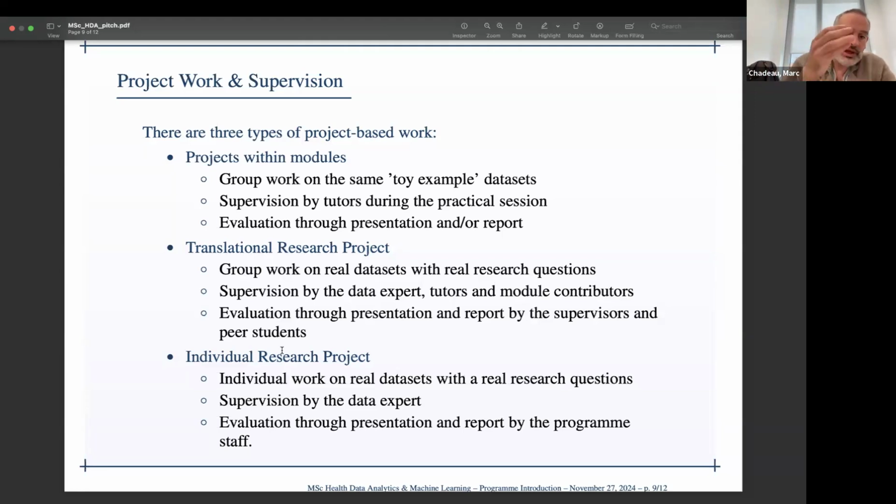And finally, you have the individual research project in term 3, which is individual work. Again, real datasets with a real research question, supervision by data experts and methods experts. And this is evaluated in September by an oral presentation and a written report.